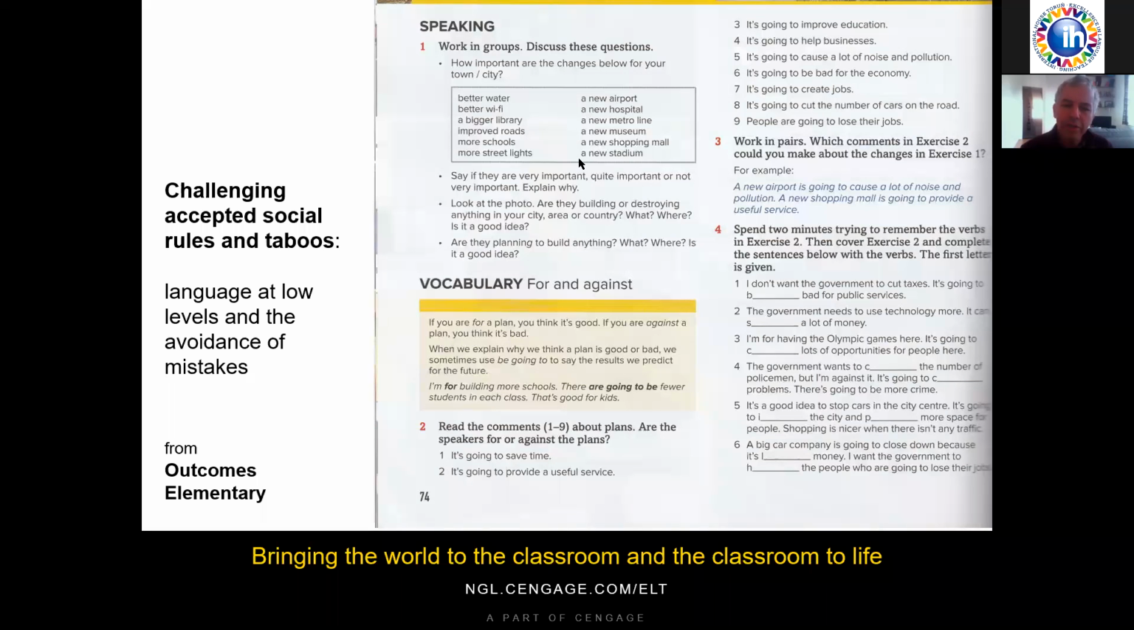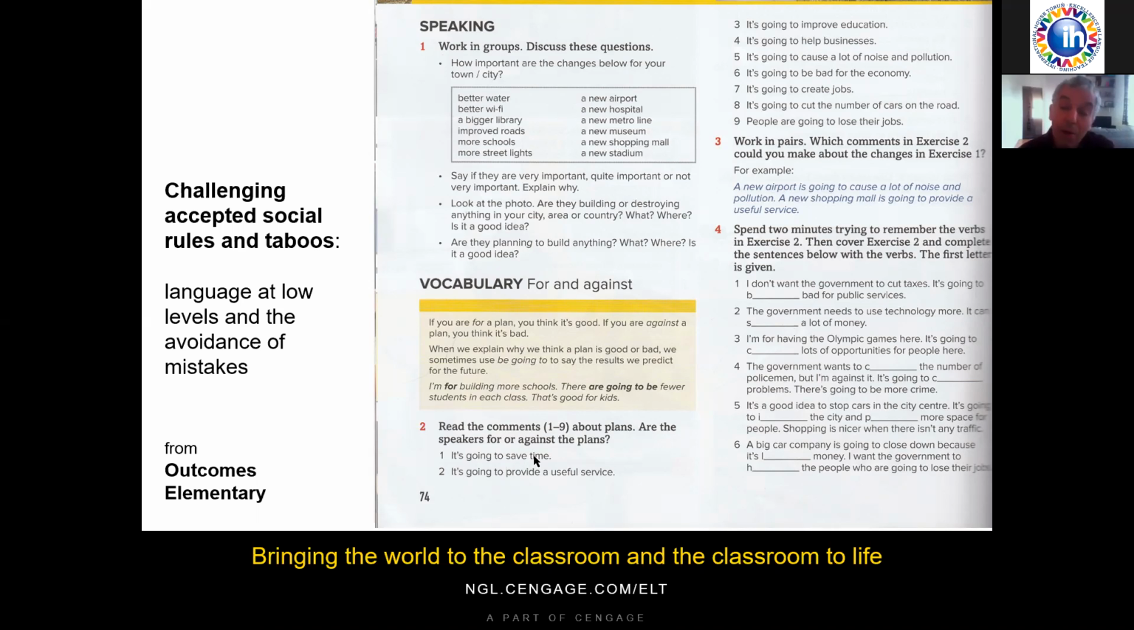So what we can do is we can use very simple language. In this case, it's talking about town and city. We can show them these kind of basic words, better water, bigger library. These are genuine elementary words, although maybe improved might be something you don't often see at elementary. We can ask them which of these things they would like. The students can answer this very easily.